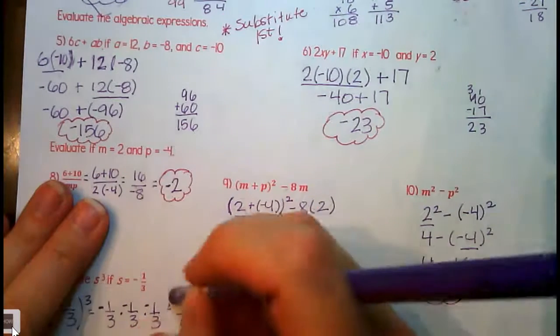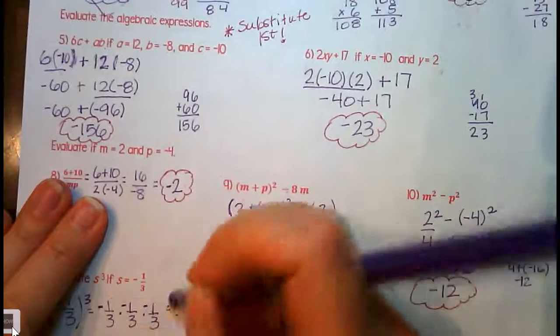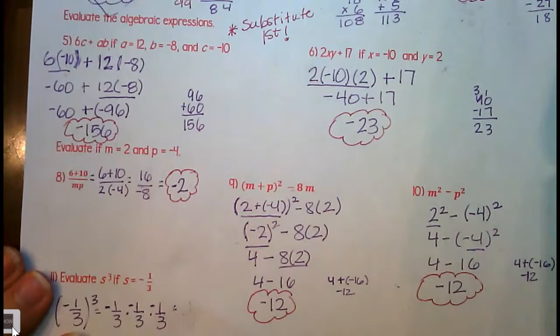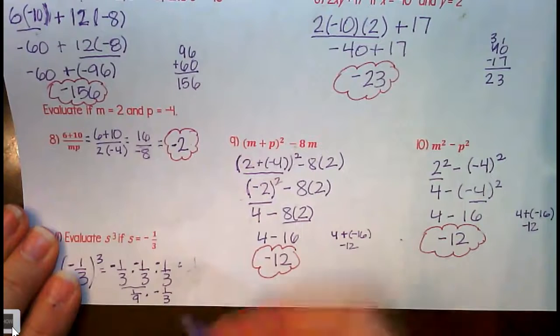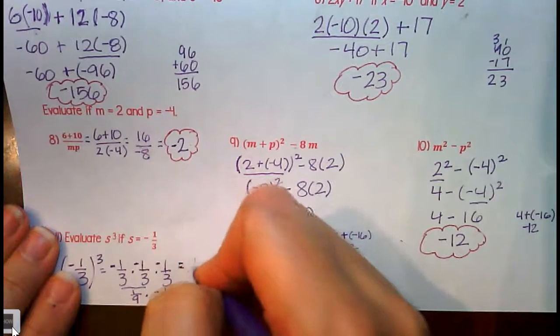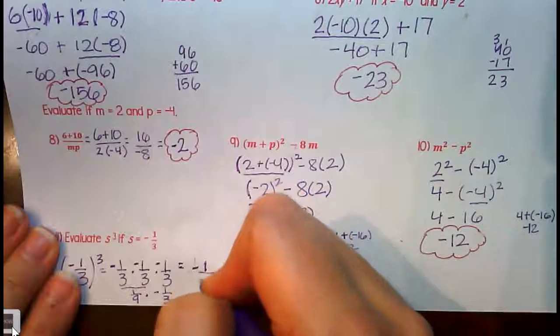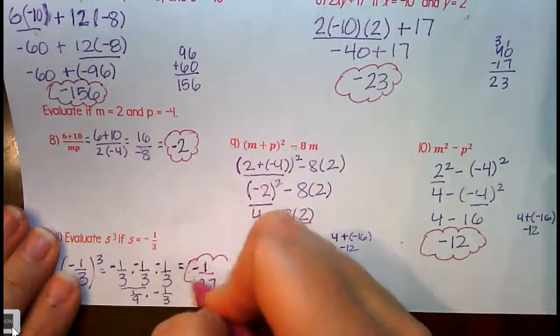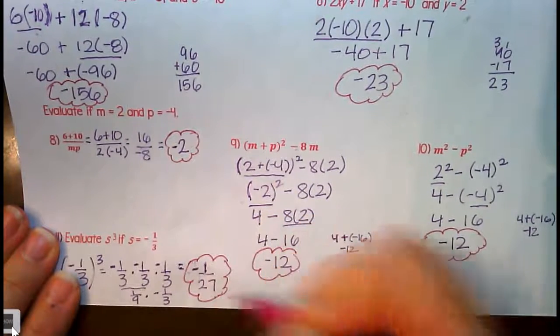Oh my gosh, I made another one. I wrote what I told you not to write. So a negative times a negative is a positive 1/9 times a negative 1/3. You can't see what I'm writing. And a negative times a positive is a negative 1/27. Be very careful. Even I make careless mistakes.